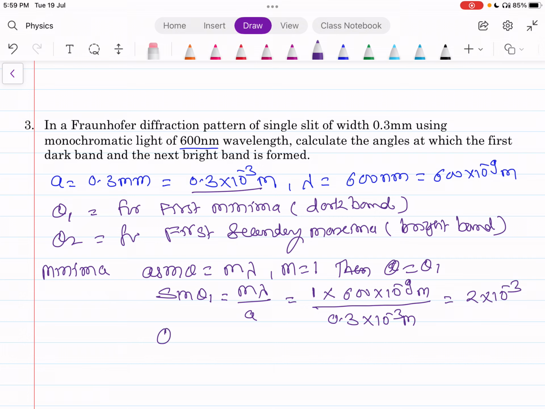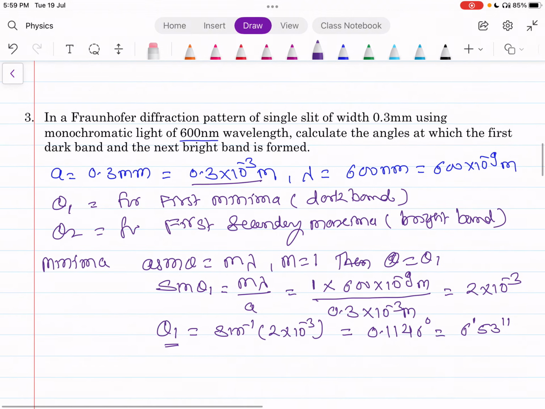Then what would be theta 1? Theta 1 is equal to sine inverse of 2 into 10 raised to minus 3, and that is equal to 0.1146 degrees, and 0.1146 degrees is equal to 6 minutes 53 seconds. So we got theta 1 for the first minima.